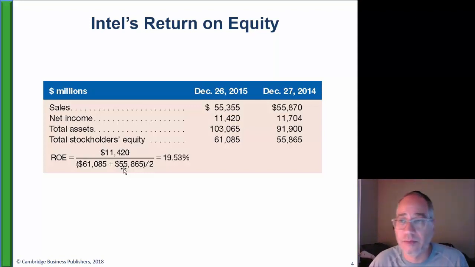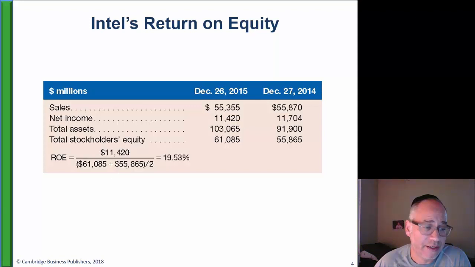So if you're doing this with real money for your own investments, you might want to be a little more sophisticated and take that approach. And here we get 19.53%. Next, we're going to talk about how to break this down into return on assets and financial leverage.